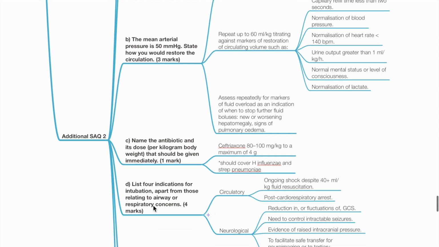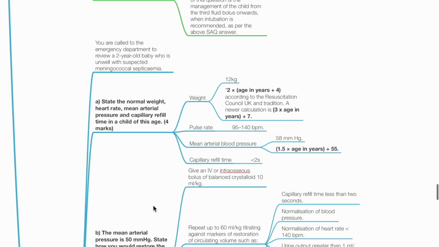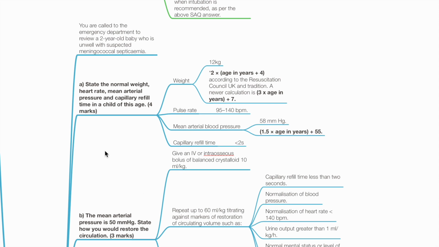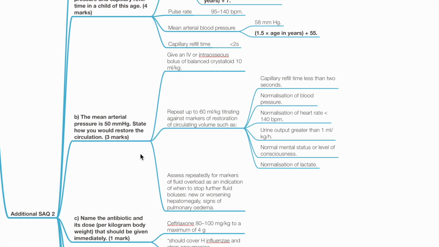Additional SAQ 2. You are called to the emergency department to review a 2-year-old baby who is unwell and suspected to have meningococcal septicemia. A. State the normal weight, heart rate, MAP, and capillary refill time of a child this age. The answer to this question has been discussed in the previous SAQ. B. The MAP is 50 mmHg. State how you would restore the circulation.